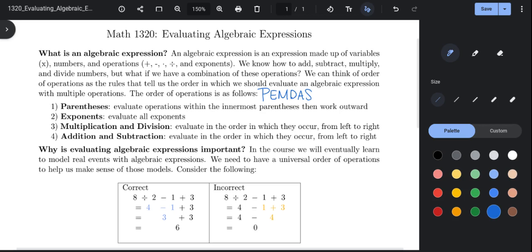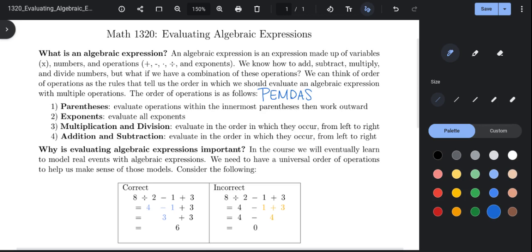So first off, why are we evaluating algebraic expressions? What are we using this for? This is going to be very helpful when we begin to solve equations later on in this course. We need to know the basics of how to evaluate when we have numbers and operations and what order everything goes in. And this example right here in this table is also going to show you why order of operations is super important.